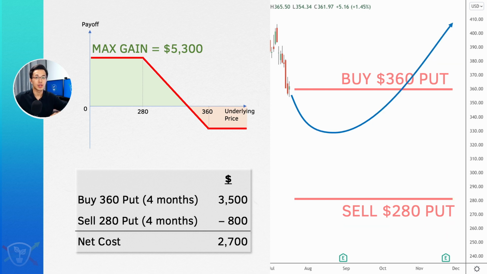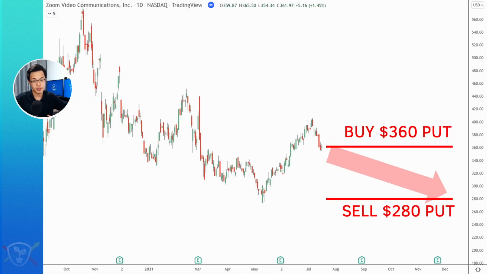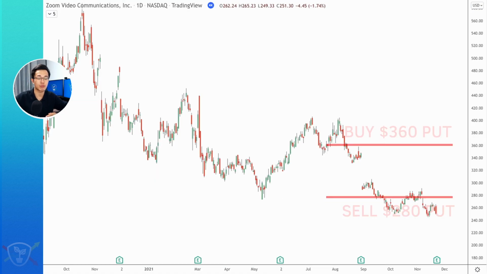$5,300. If I'm wrong and the share price increases above $360, then I will incur the maximum loss, which is the amount that I paid for the bear put spread, which is $2,700. In this particular example, the trade played out the way I expected, so I risk $2,700 to make $5,300, and that gives me a 200% return.